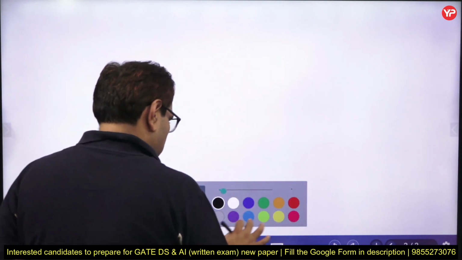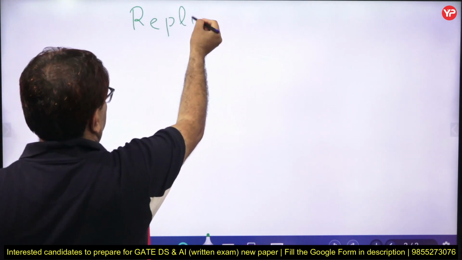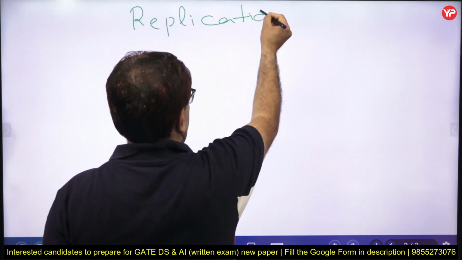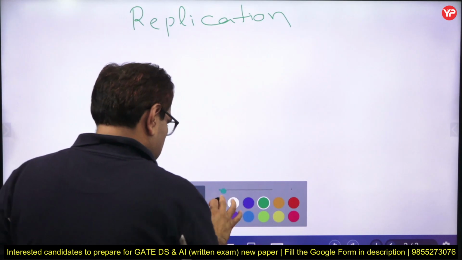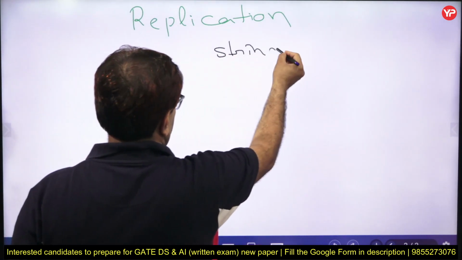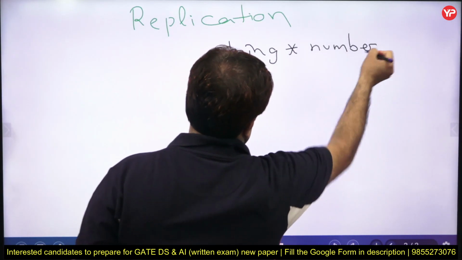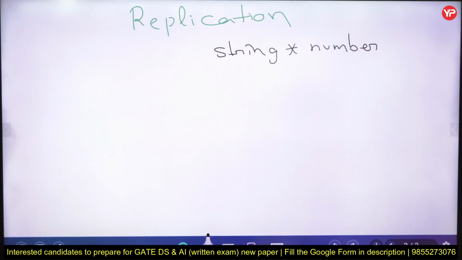And now one more concept is replication. You know, in strings we have replication. So what is this replication? Replication occurs when we have a string and we use the asterisk mark and then a number. We write an integer here. Suppose we write this. Okay, so now this is replication.